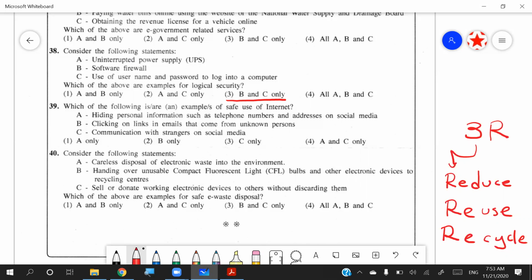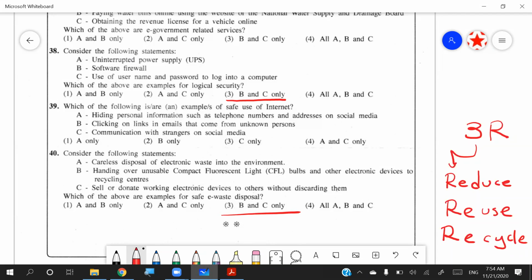And recycle. There can be devices which cannot be used or fixed anyway, right? Those can be taken by recycling centers and crushed or decomposed into the components that they want, and they can reuse those on new devices, right? That is what you call recycling. So your choice B is talking about the recycling part, handing over unusable compact fluorescent light bulbs and other electronic devices to recycling centers. So B and C are safe e-waste disposal. So the answer is going to be B and C.